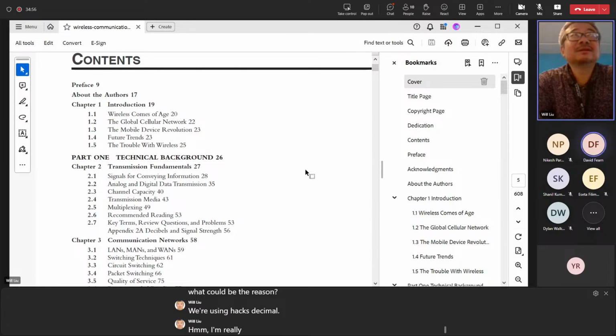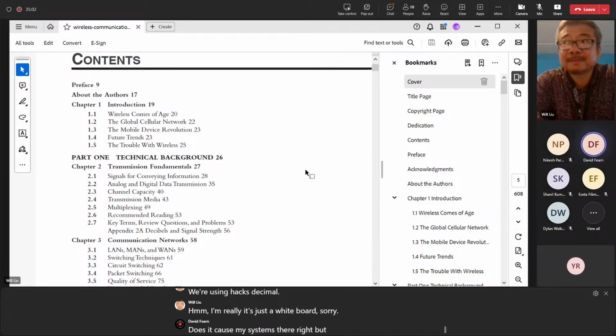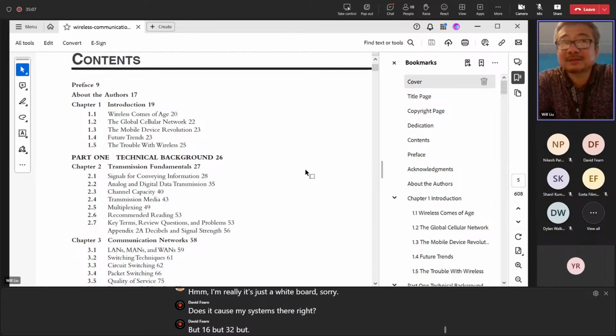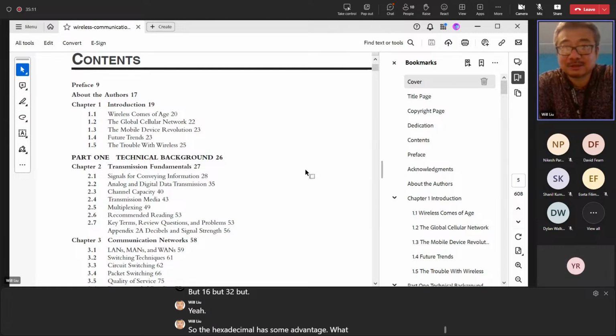Not really. It's just a way to... Sorry? Because most systems are 8-bit, 16-bit, 32-bit. Yeah. So the hexadecimal has some advantage. What is that advantage?